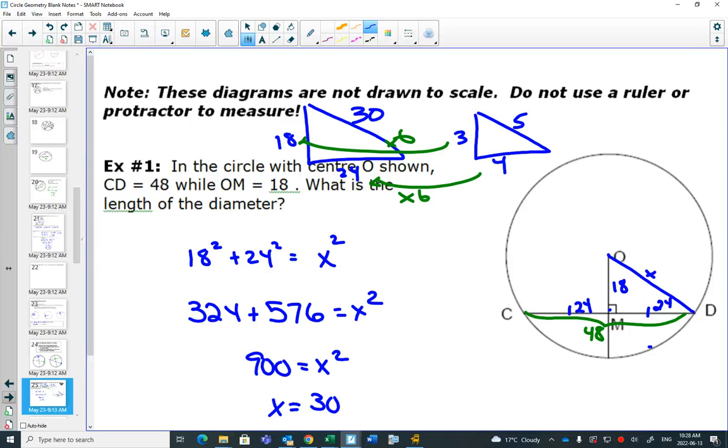Okay. So, you now know that x is 30. Have we solved the question? This is the radius.